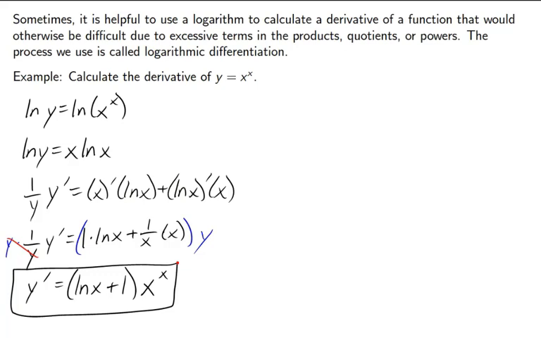That's logarithmic differentiation. You take the natural log of both sides and then take the derivative implicitly, and once you get y prime by itself, you can actually plug the original y back in. This is the derivative of x to the x. You wouldn't really expect it to look that way, but it turns out to be the case.